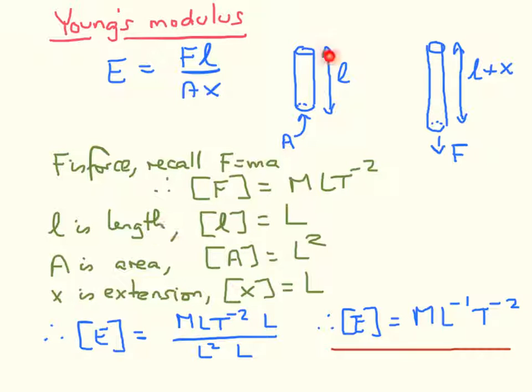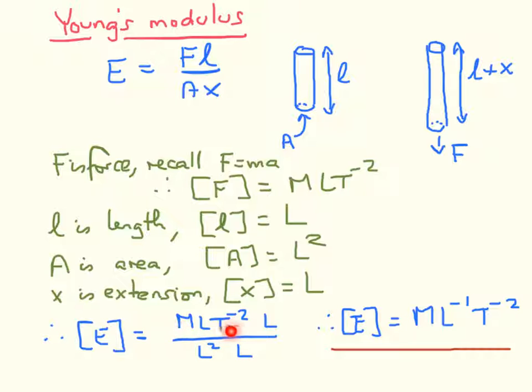L is a length, so it has dimensions capital L. A is an area, so it's going to have dimensions of length squared. Any formula for an area involves a length multiplied by a length. X is an extension, it is therefore also a length, and it has dimensions of L, capital L. So the dimensions of Young's modulus are going to be the dimensions of force times the dimensions of little l, divided by the dimensions of area, and also divided by the dimensions of the extension.